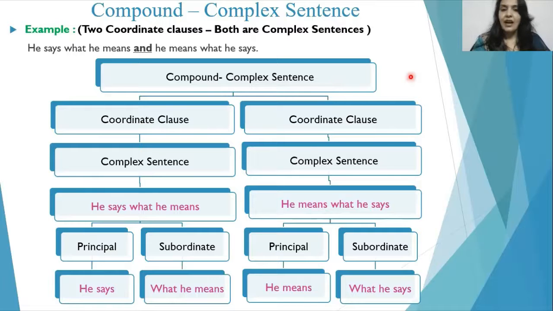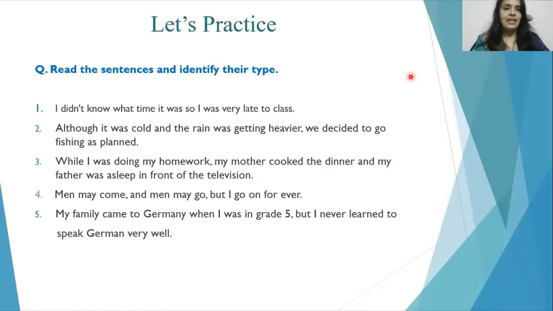We'll check how much we could learn. Let's practice here with me. Read the sentences and identify their type. First example: I didn't know what time it was, so I was very late to class. Quickly the word 'so' comes to mind and attracts us. It means compound. But if we go into detail, we'll check what is here. I didn't know what time it was.